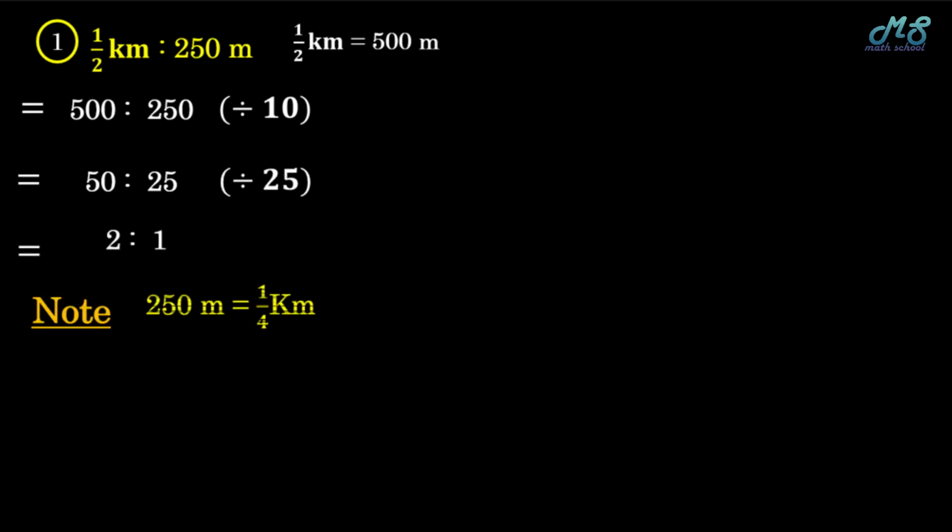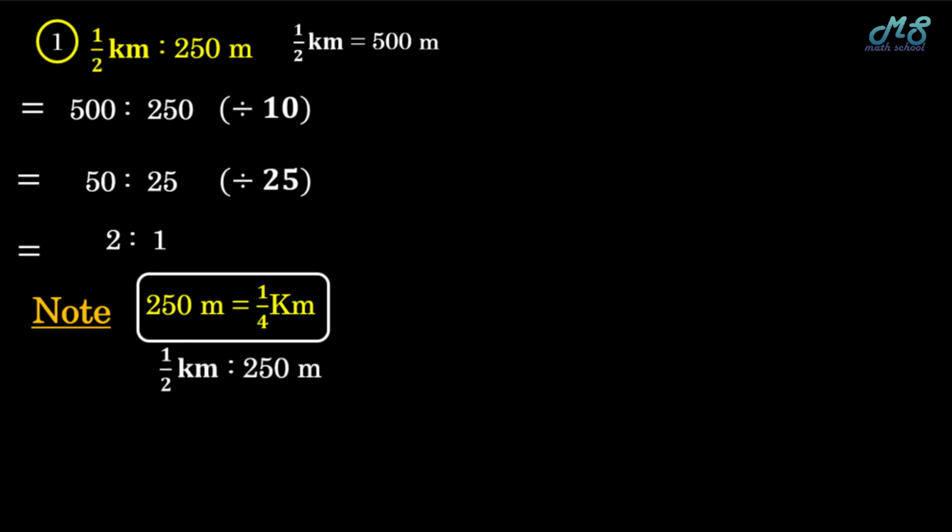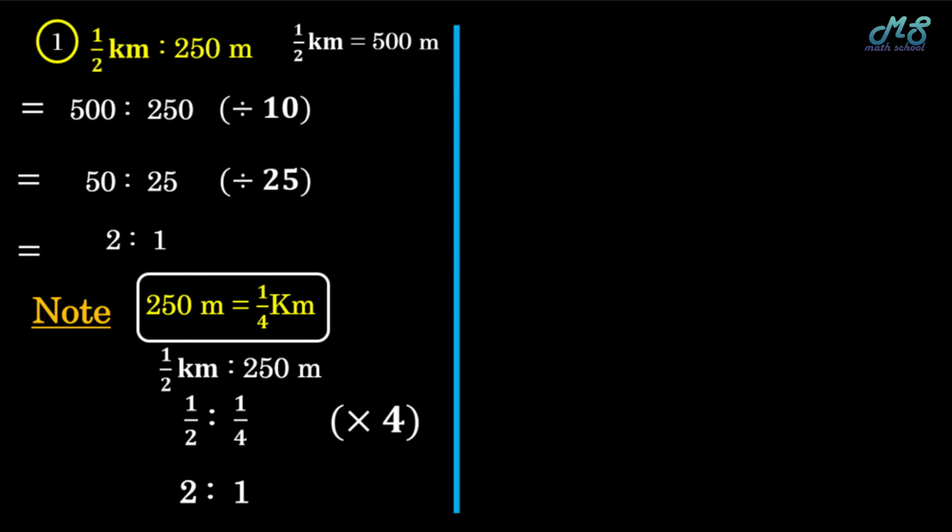Note, 250 meter divided by 1000 equals 1 over 4 kilometer. Now, to be the same unit, half kilometer to 250 meter equals half to 1 over 4. Multiplying both terms by 4, we get 2 to 1, the same result.